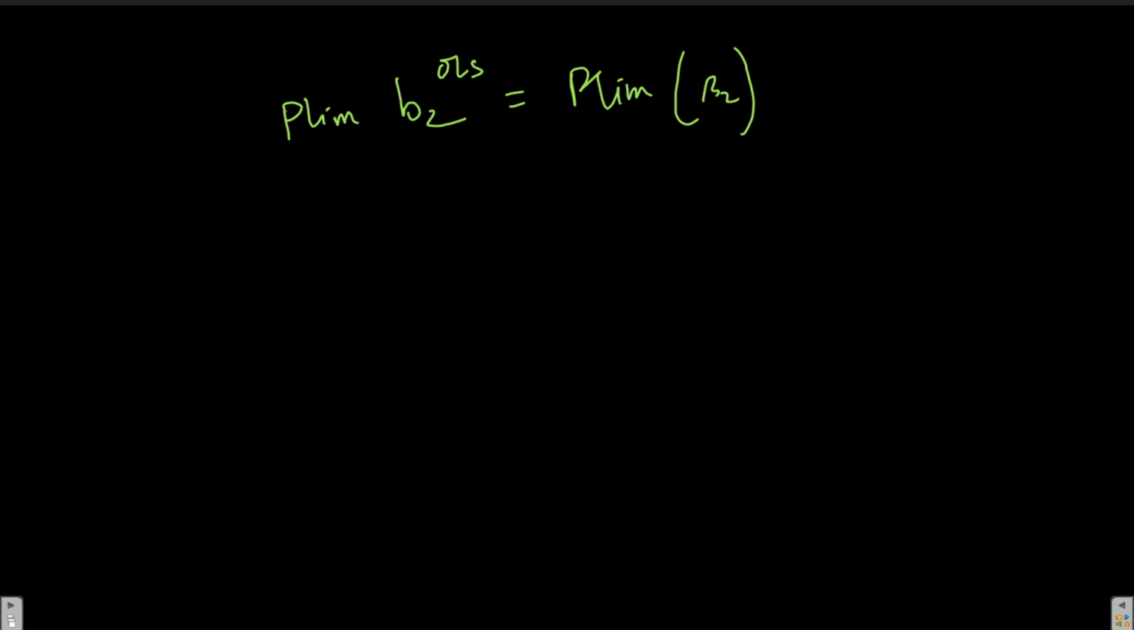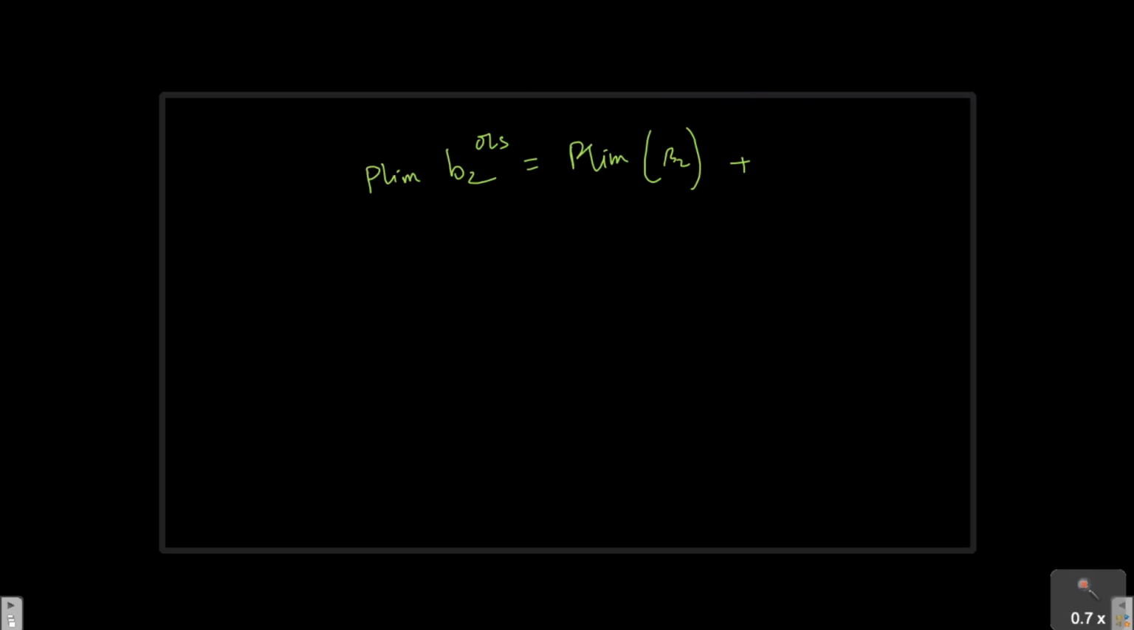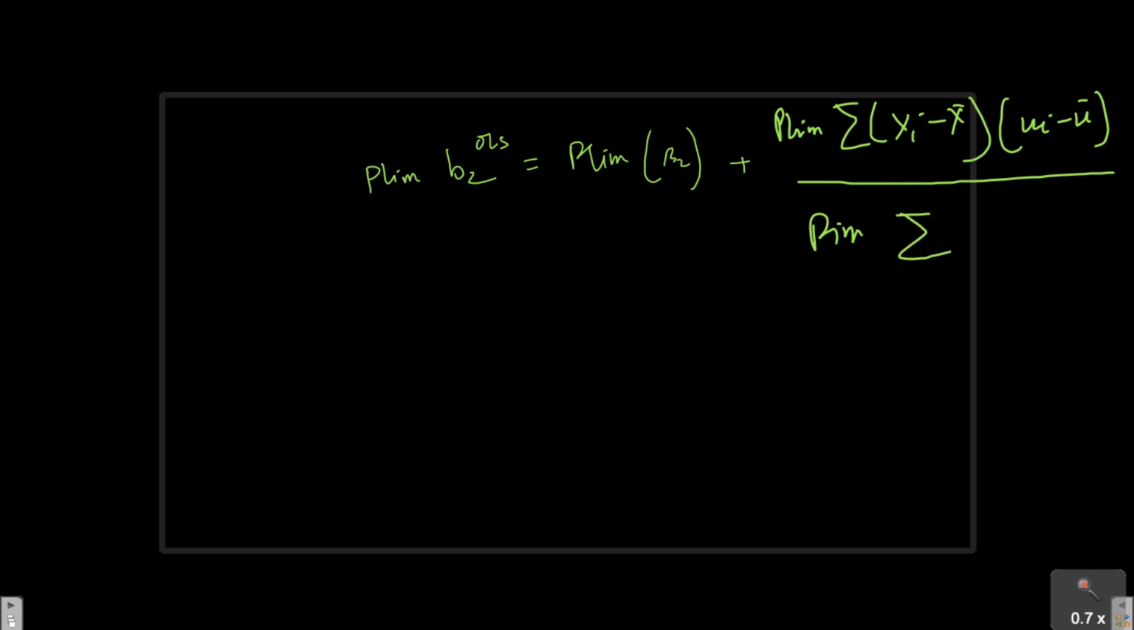you can take plim of beta 2, and you will take plim on the numerator, summation of xi minus x bar and ui minus u bar. In the denominator, you again take plim, but in this case you take summation of xi minus x bar whole square. Now, plim of beta 2 is constant, so it is going to be beta 2.